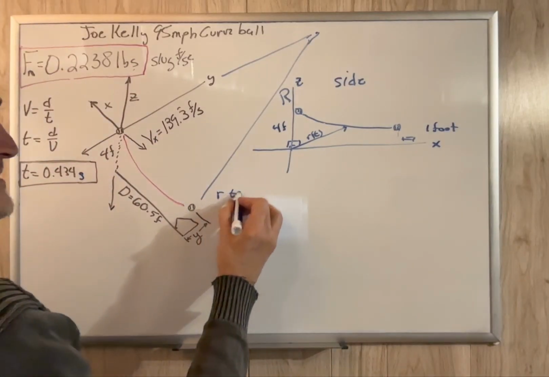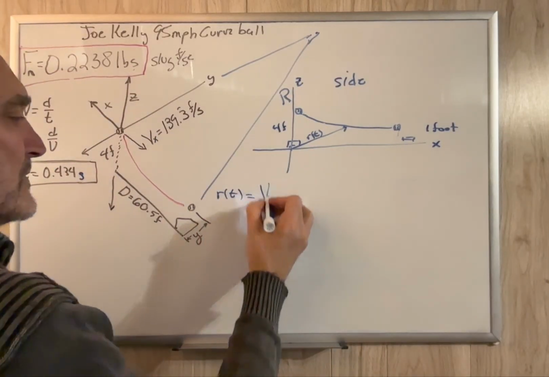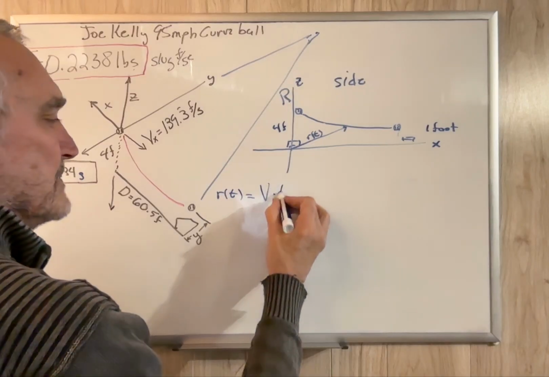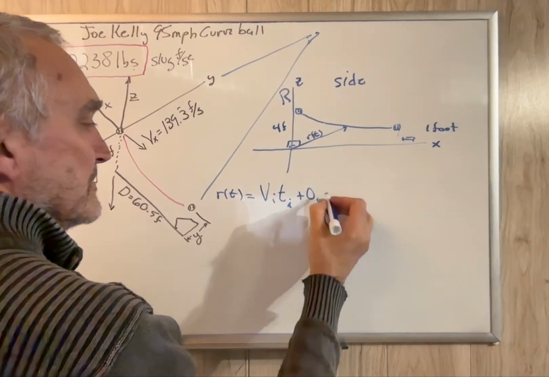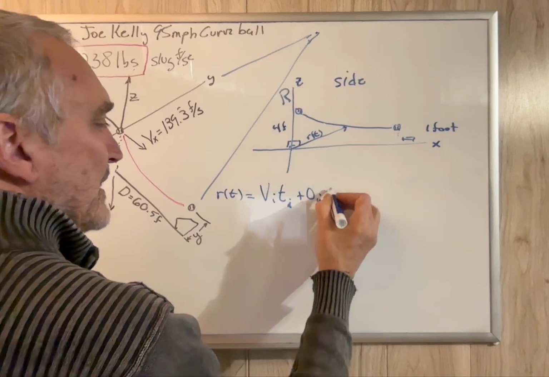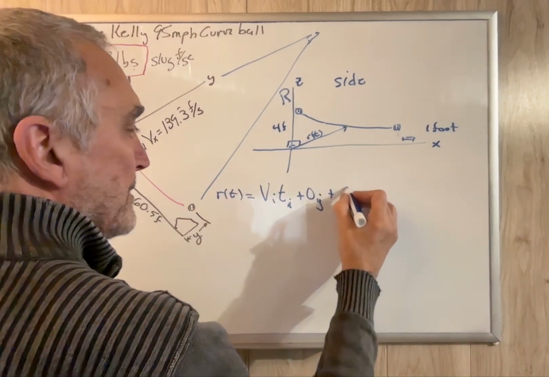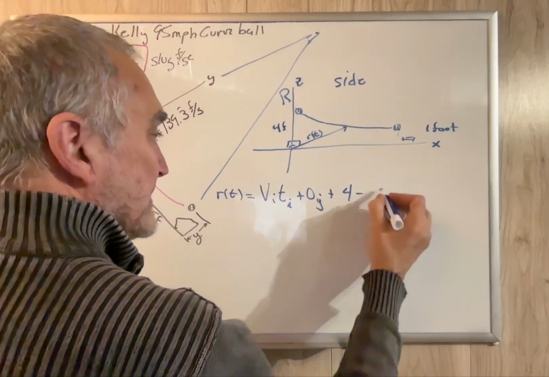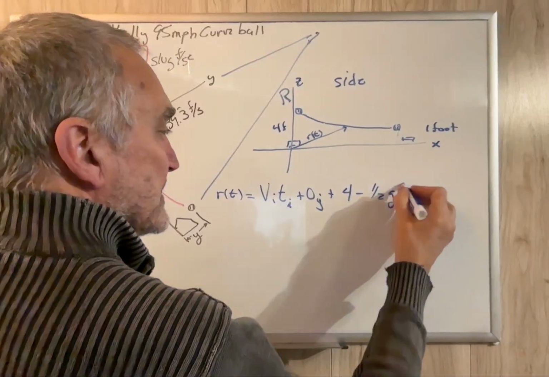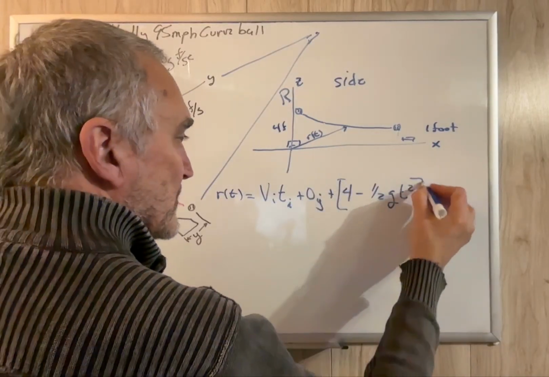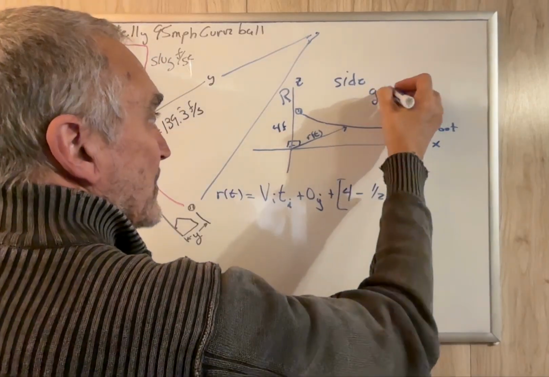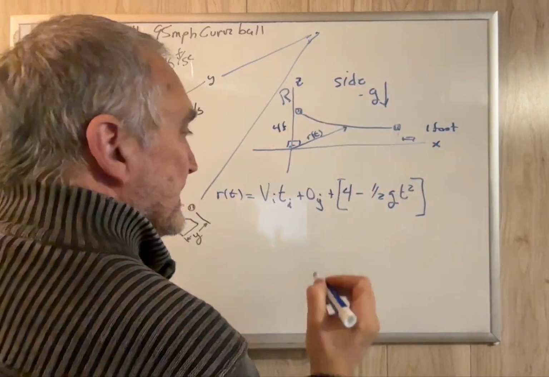So r(t) is going to be equal to initial velocity in our X direction, it's going to be 0 in our Y direction, or j direction rather, and it's going to be 4 minus one-half g t squared. Why am I using minus? Because in this direction our g is downward, so we're going to say it's minus g.